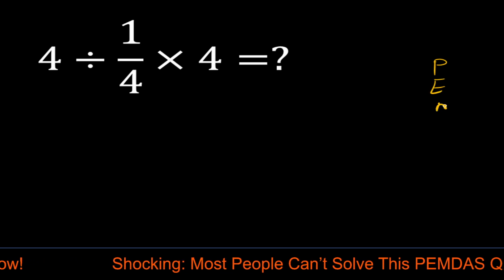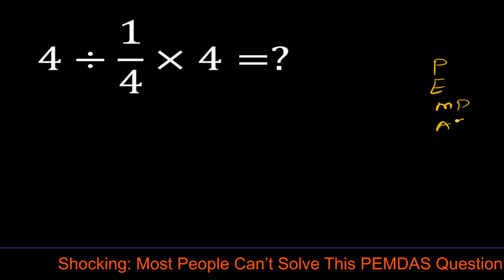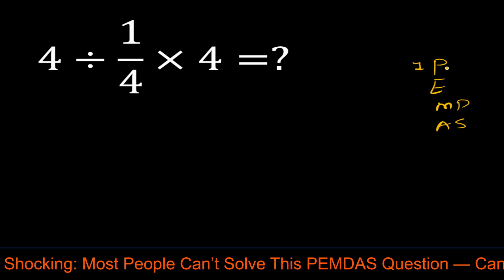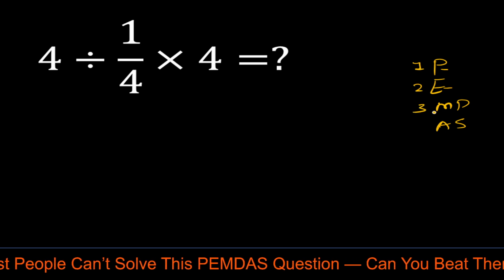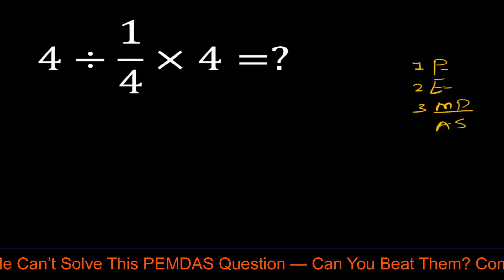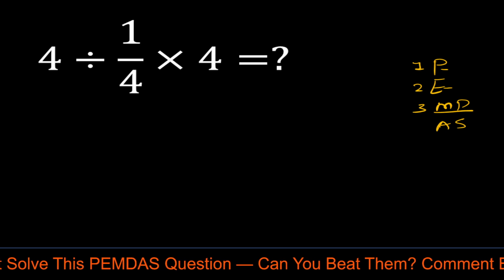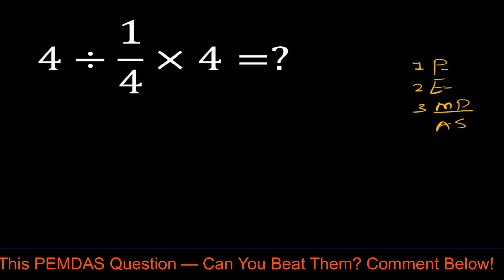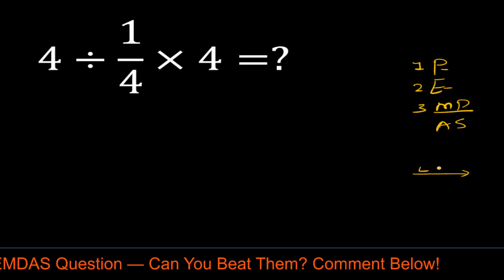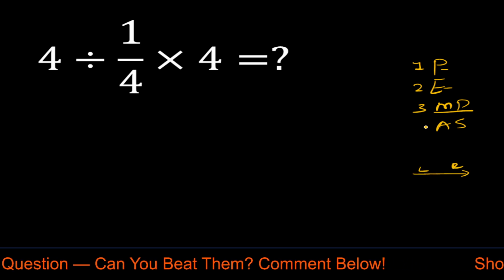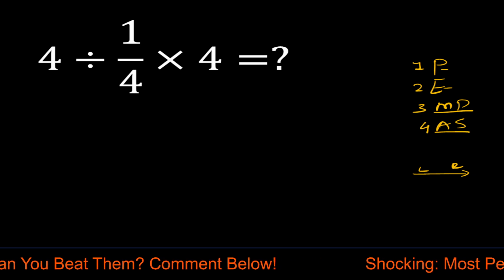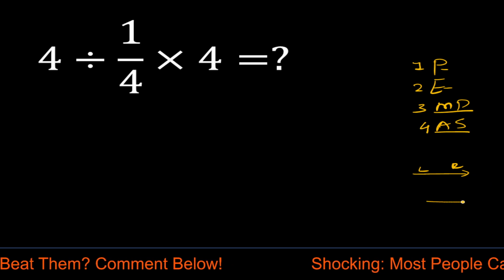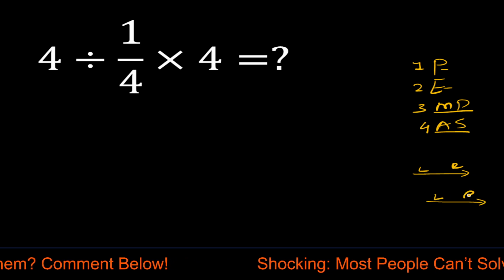PEMDAS. According to PEMDAS, first priority is parentheses, second priority is exponents, third priority is multiplication and division. Here multiplication and division both have equal priority. So we have to solve it from left to right. And fourth priority is addition and subtraction. Also addition and subtraction both have equal priority. So we have to solve it from left to right.